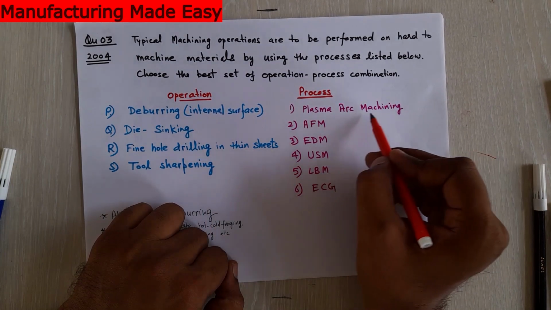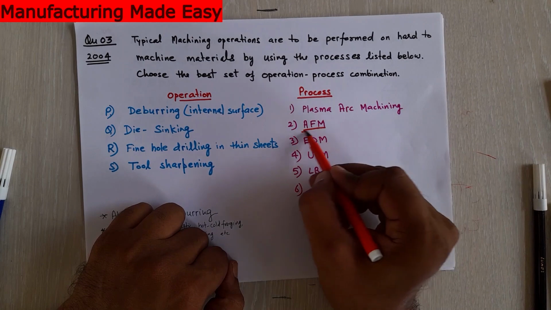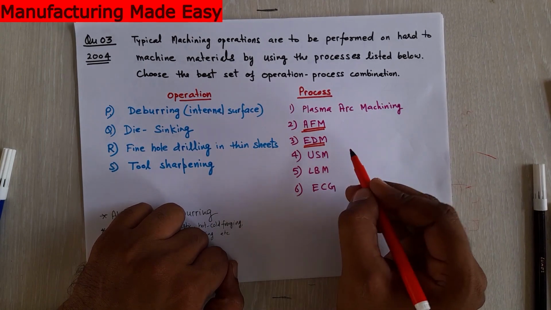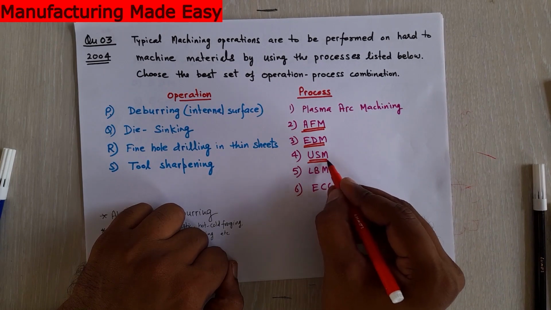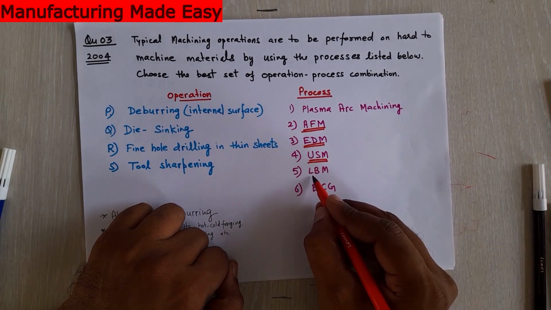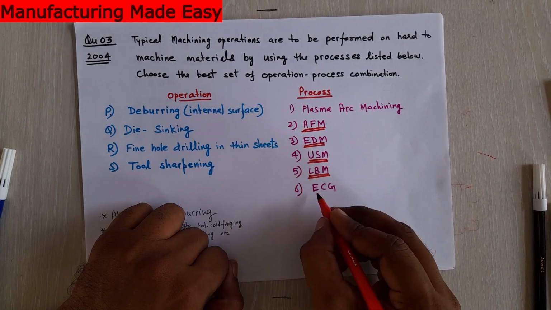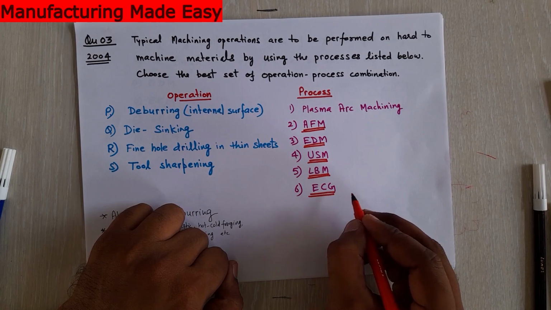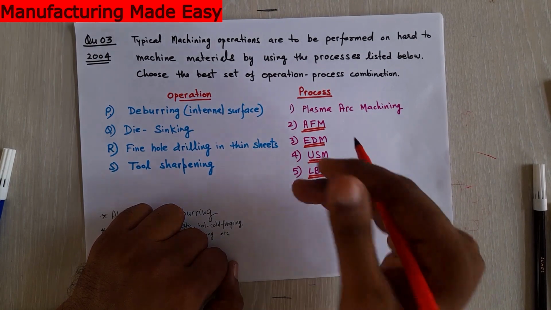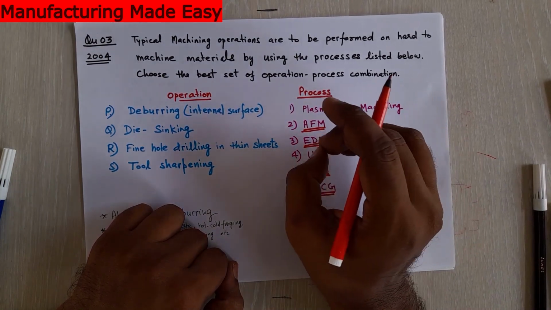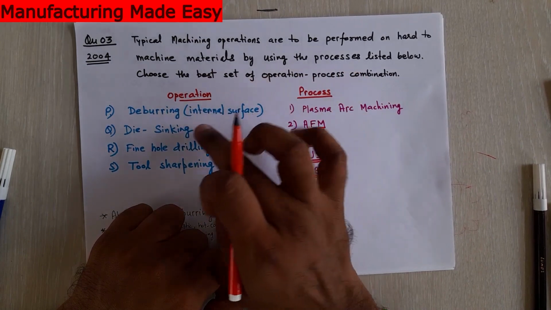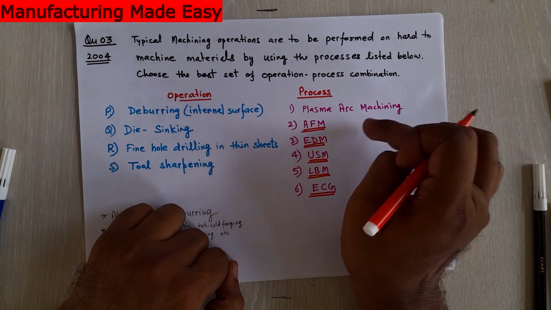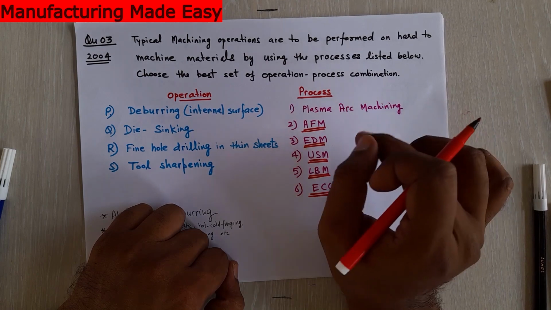Processes are plasma arc machining. Second one is AFM. AFM is the abrasive flow machining. Then EDM. EDM is electric discharge machining. Then USM. USM is the ultrasonic machining. Then LBM, laser beam machining. Then ECG, electrochemical grinding. ECG is the electrochemical grinding. So first of all, I will explain all these terms like operation, what is deburring, die sinking, and the processes like plasma arc machining, AFM, EDM, all these things.